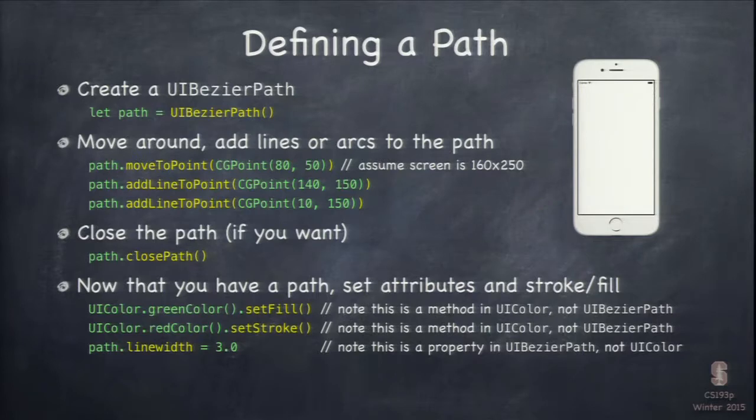So once I've set up all my attributes, now I can fill, for example, by saying path fill, and see, I get the rectangle filled in green, or I can say stroke, and it'll stroke the red line. Okay? Pretty straightforward. Most of learning to draw is all about understanding UI Bezier path and all the methods on it.